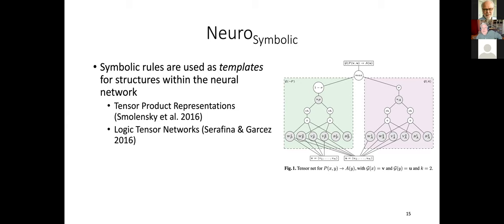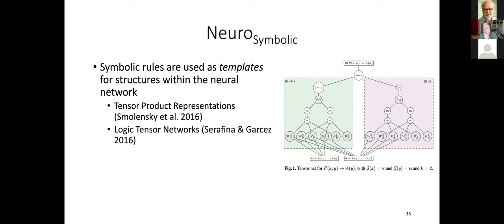There's, again, a different approach to this idea of compiling, where you're not using input-output pairs. I call it neuro subscript symbolic to indicate that you're going to take your symbolic rules and use them as templates for structures within the neural network. This work was mostly done around 2016, 2017. It's a little bit under the radar right now, called tensor product representations or logic tensor networks. And the idea is to encourage the network to learn something that is consistent with the logical representation.